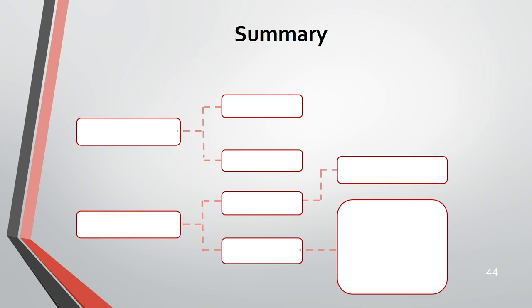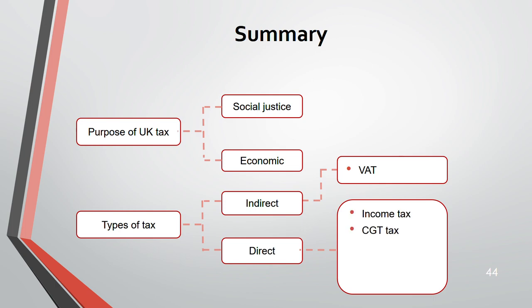So let's summarize this whole lecture. We first went through the purpose of UK tax, two purposes, that is social justice. Under social justice, we went through various types of tax, four types of tax. What are they? Progressive, regressive, proportional, and ad valorem. And economic, for example, to control inflation, unemployment, balance of payment. Then types of tax, direct and indirect. Under indirect, it's VAT. Direct: income tax, CGT, inheritance, corporation, and NIC.